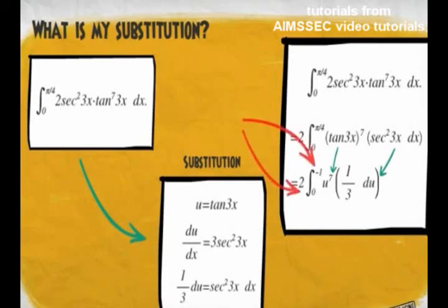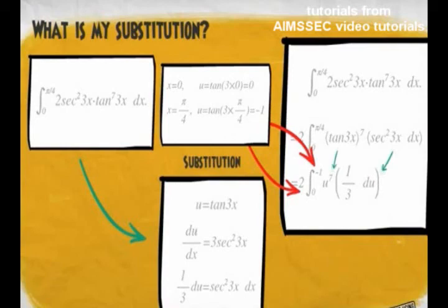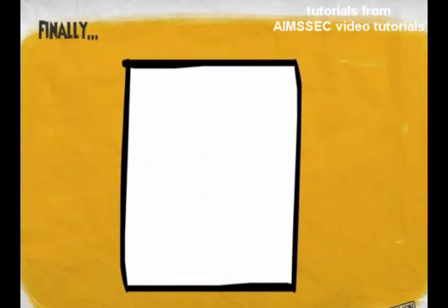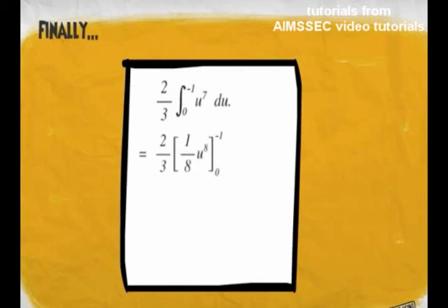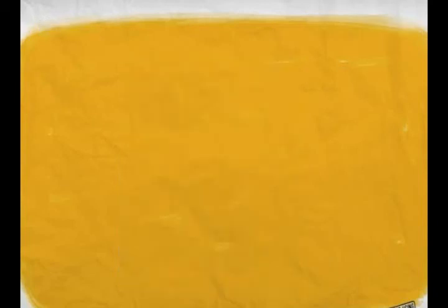Finally, you must remember to change the limits of the integral. So when x is 0, u equals tan of 3 times 0, which is 0. When x is pi over 4, u equals tan of 3 times pi over 4, which is minus 1. We can now finally complete our integral. We put in our bounds and we get the final answer of 1 over 12. Now hopefully you have the tools to complete lots of different trig integrals.